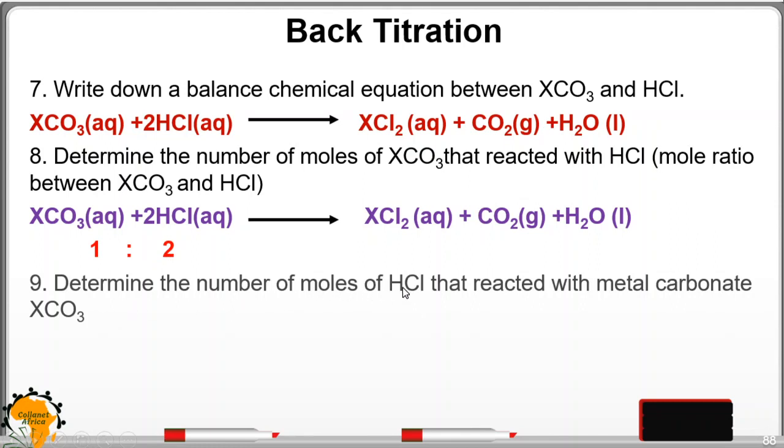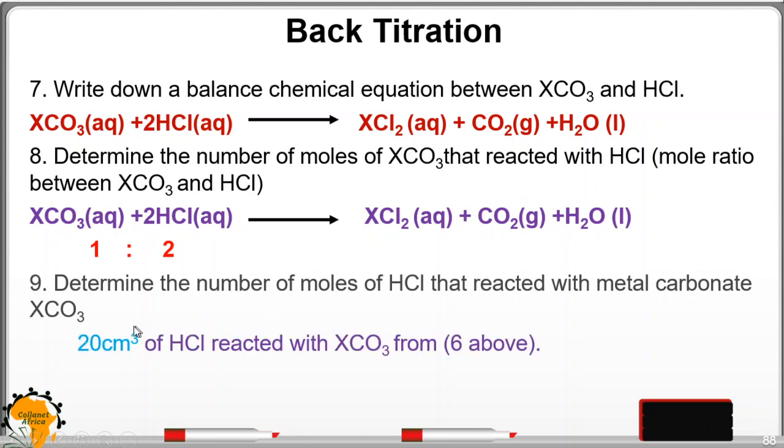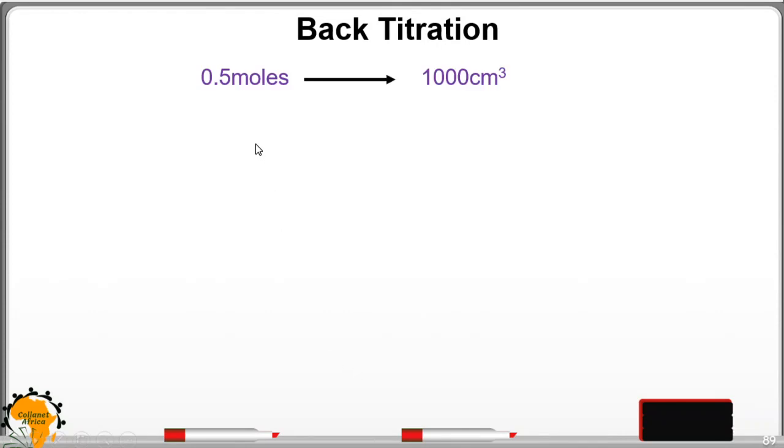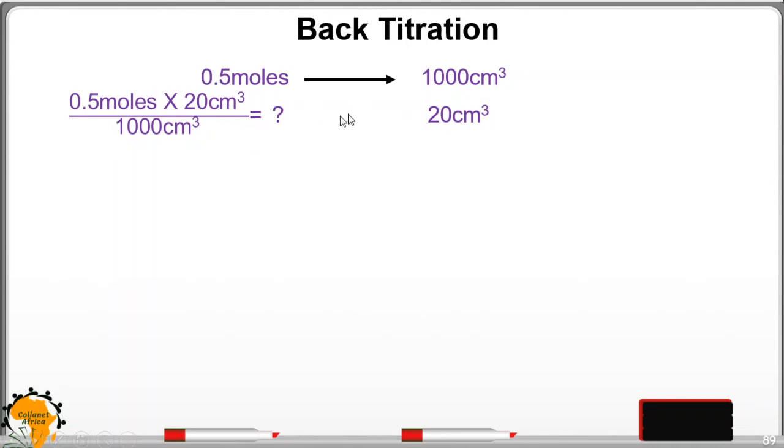Determine the number of moles of HCl that reacted with the metal carbonate. So the number of moles, we know the concentration of HCl, and we have the volume that reacted. So the number of moles was 0.5 moles in 1,000, that's the molarity. So what about in 20? In 20 centimeters cubed, the number of moles will be computed this way by cross multiplication. 20 times 0.5 divided by 1,000 to get a mole of 0.01 moles of HCl.